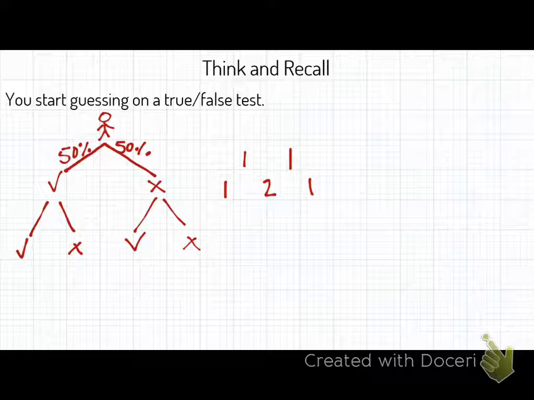So let's just say you guess on the third problem now, okay? How many ways could you have gotten all of the questions right? 1. How many ways could you have gotten at least 2 of the questions right? 3, right? How many ways could you have gotten at least one question right? 3. How many ways could you have gotten all the questions wrong? 1. You see? You see the pattern happening here?